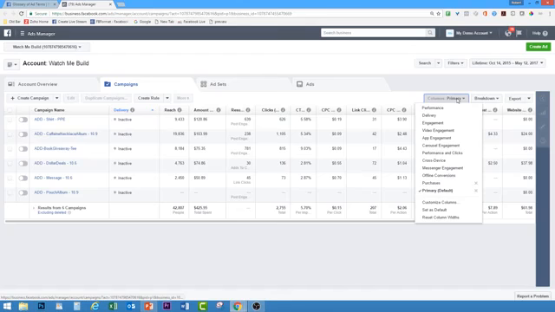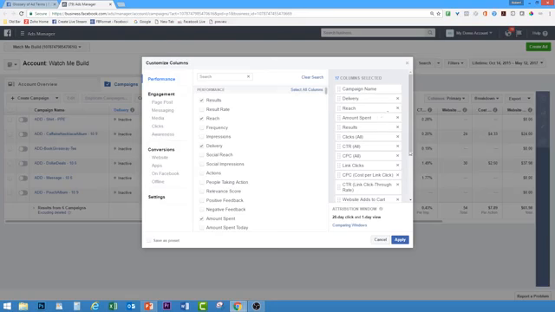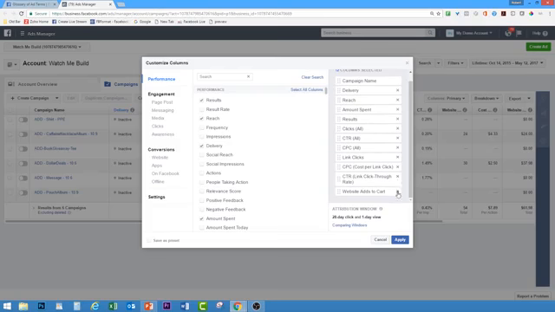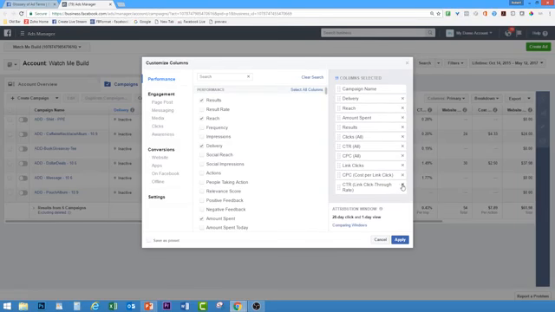Okay, so now let's go back in there and do this one, customize columns, and now let's set up our links. Remember, we had the primary, we had the link click, we had the add to cart, and we had the purchase.